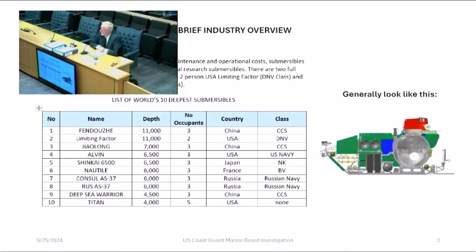The list of the 9 operating submersibles today that go to 4,000 meters includes China's Fendouzhe, the Limiting Factor, and everyone knows Mr. Victor Vescovo, who went down to the Mariana Trench, Jiaolong from China, Alvin in the U.S., Shinkai 6500 from Japan, the Nautile in France, Consul and Rus 37 in Russia, and the Deep Sea Warrior. All of them carry 2 or 3 occupants, and you can see the class society. CCS stands for the Chinese Classification Society. DNV is from Europe. We have another slide for those.